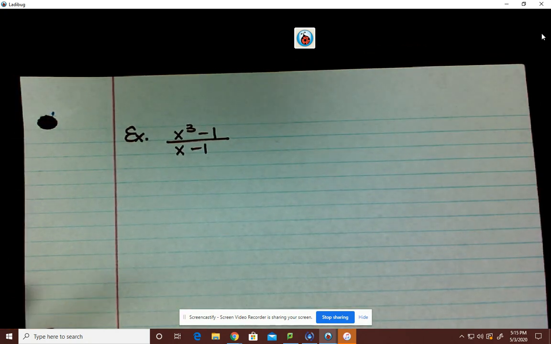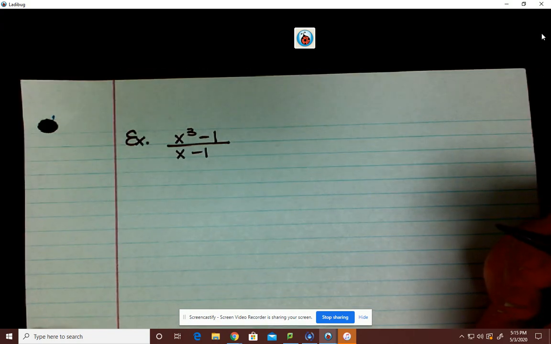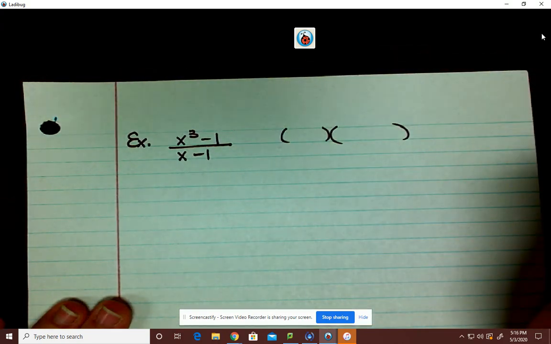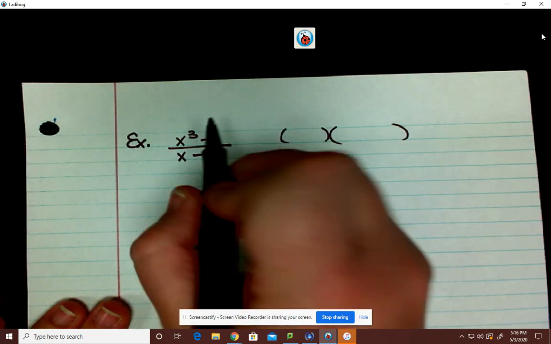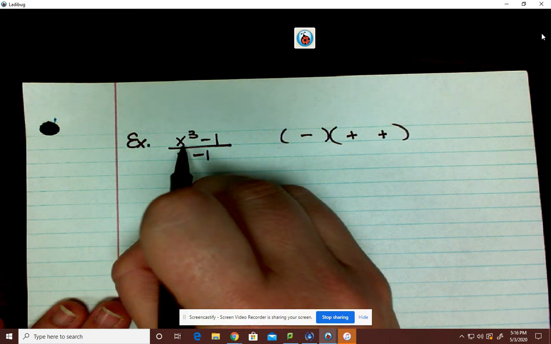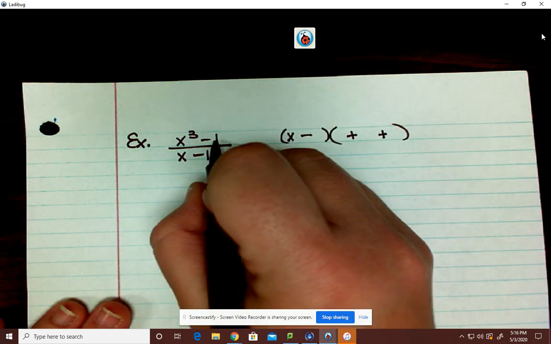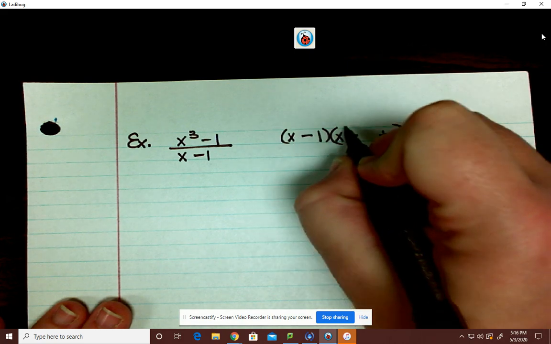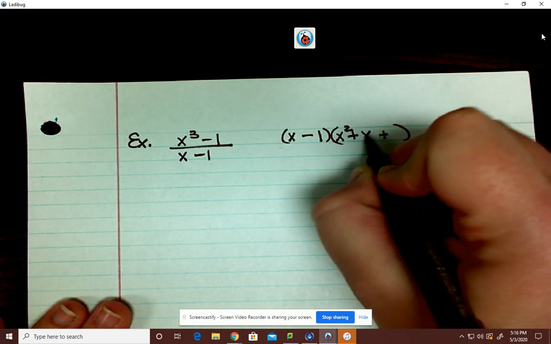Alright, x cubed minus 1 is a difference of cubes, so let's review that. So that's where we put our two expressions. We use SOAP for our signs. Same, opposite, always plus. Cube root of x cubed is x. Cube root of 1 is 1. Then we multiply the x by itself. X and the 1 by itself.